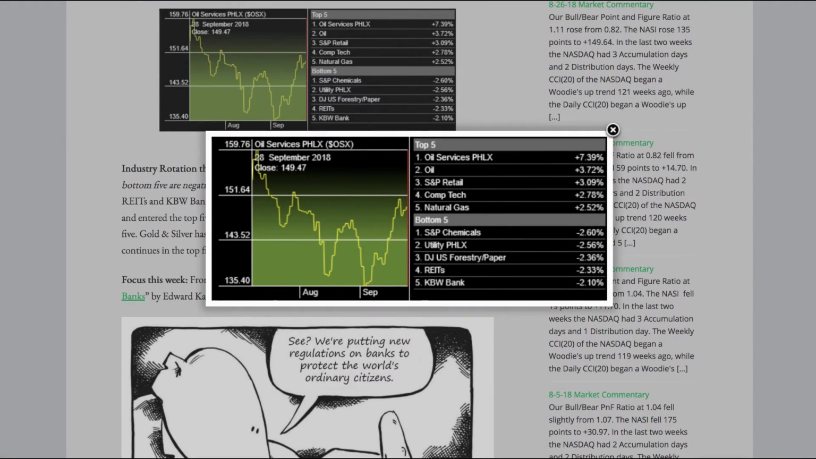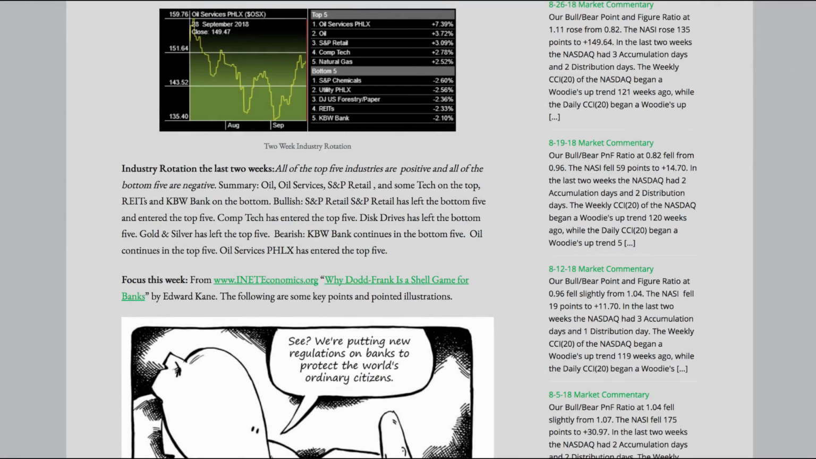Industry rotation the last 2 weeks. All of the top 5 industries are positive, and all of the bottom 5 are negative. Summary: oil, oil services, S&P retail, and some tech on the top. REITs and KBW Bank on the bottom. Bullish: S&P retail has left the bottom 5 and entered the top 5. CompTech has entered the top 5. Disk drives has left the bottom 5.